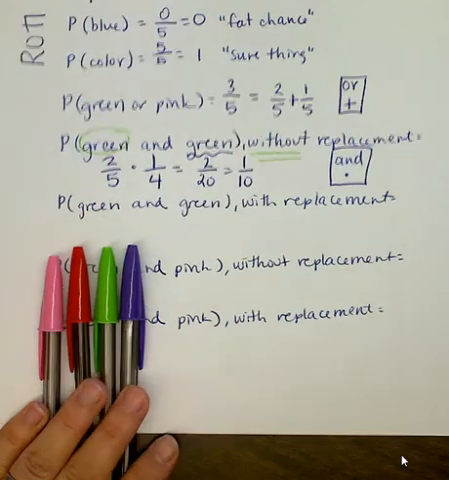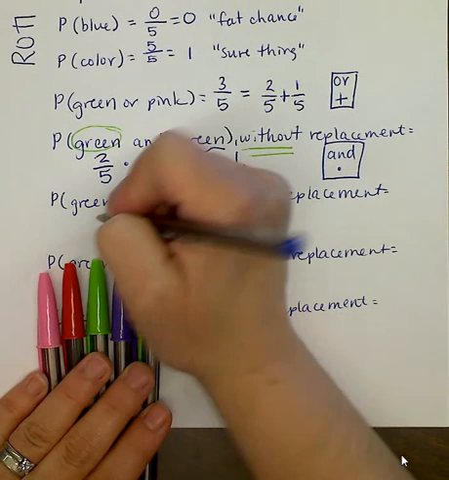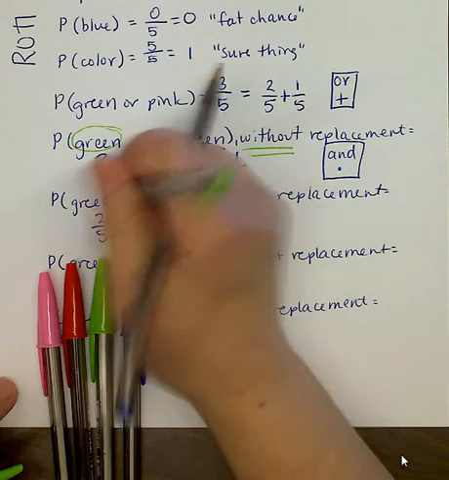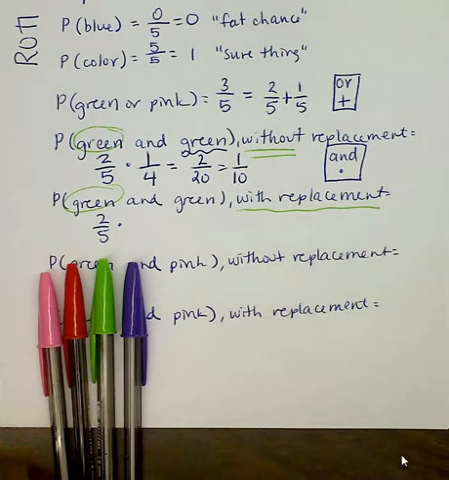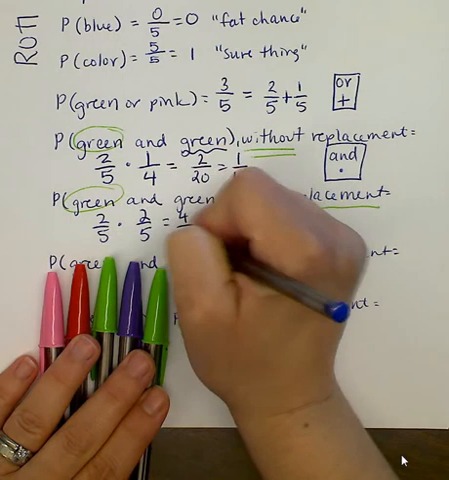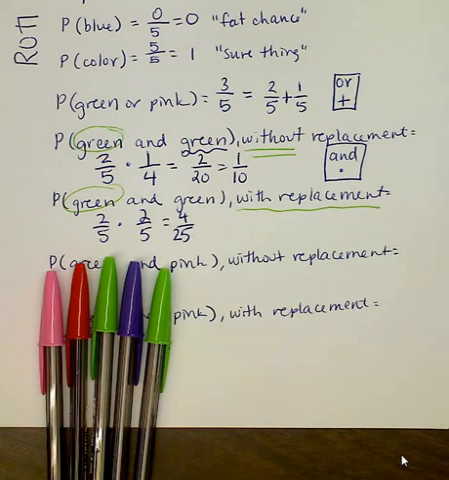So let's do that again with green and green, but with replacement. Green is 2/5. We take out that green one, but we put it back again. So the next time we do a green is also going to be 2/5. So multiplying that together, it's going to be 4/25. Whoops, I almost made that mistake there. And that does not reduce.